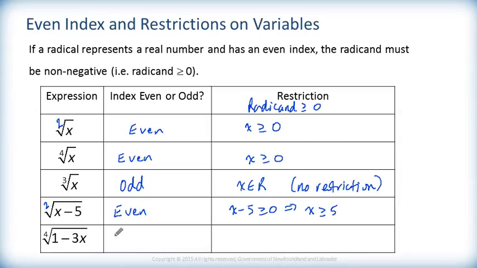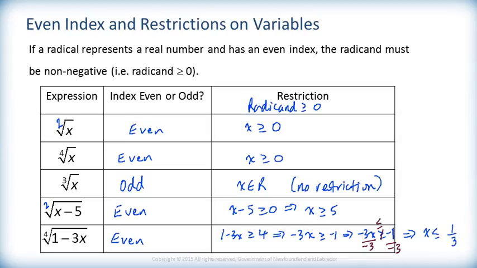For the last one, we once again have an even index of 4. That means 1 minus 3x must be greater than or equal to 0. A little bit of switching around: negative 3x has to be greater than or equal to negative 1. There is a little bit of a fly in the ointment here, though, because we will need to divide both sides of this inequality by a negative number. Once we do that, we've got to change the direction of the inequality symbol as well. So our restriction becomes x is less than or equal to, a negative divided by a negative will give us a positive, 1/3.